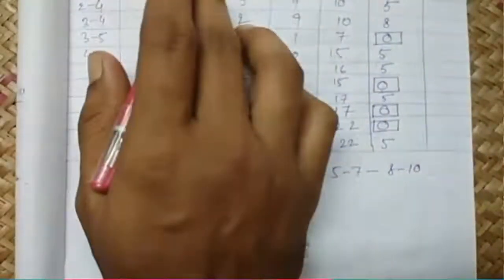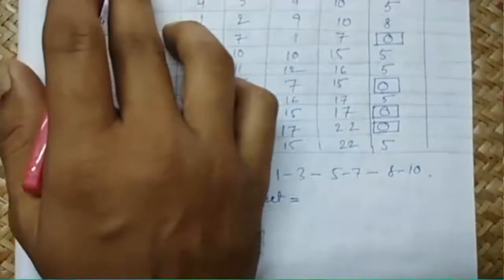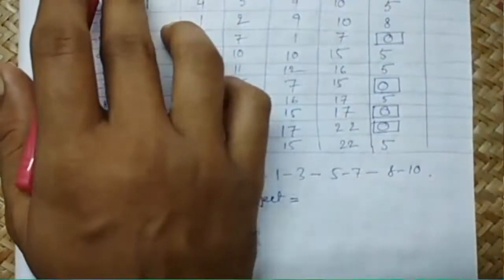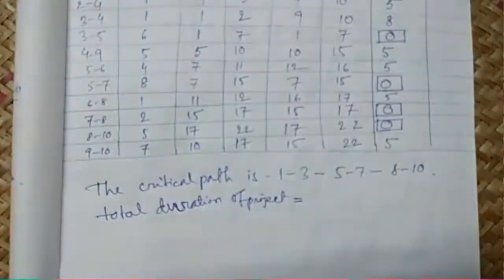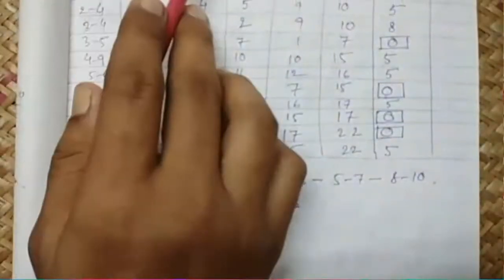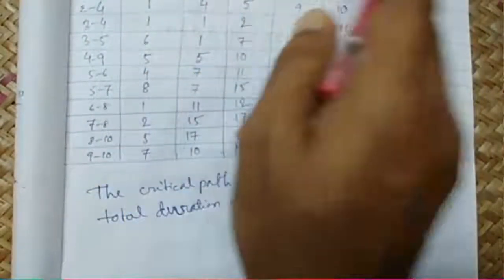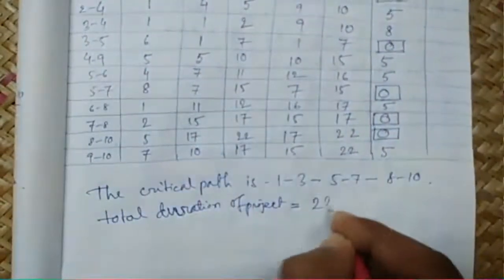Sorry, let me calculate the total duration here and add them all. I am making some mistake here. 6 plus 7 is 13, and 2 is 15, 15 plus 2 is 17, 17 plus 5 is 22, right? This should be 22 days.